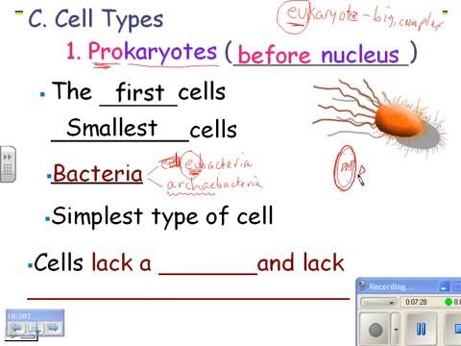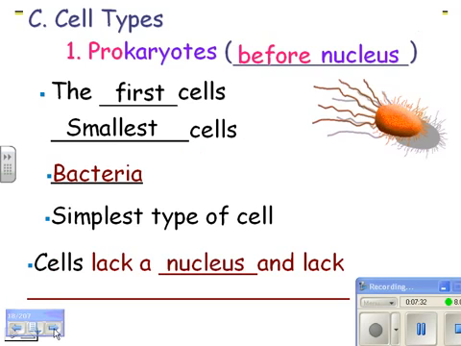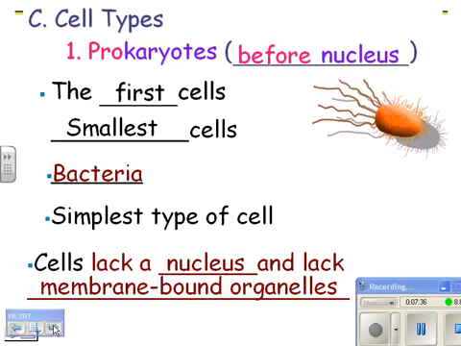So the cells lack a nucleus, and they lack any membranes inside. So that's written as membrane-bound organelles. In other words, they do have ribosomes, which are organelles. So they do have organelles, but they don't have any organelles that have a membrane around them. Membrane-bound means you've got a membrane around it.